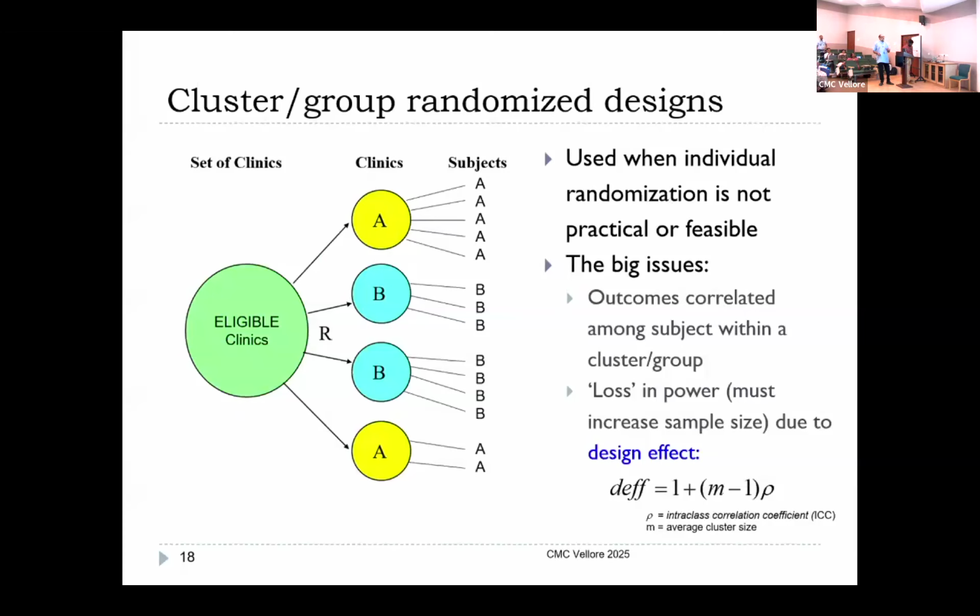So in clustered randomization, what we have is groups of patients or groups of people that are being randomly allocated. Typically we think of clinics, and we would randomize clinics to A or B. Everybody that goes to a particular clinic gets A or gets B. We don't randomize within clinic. So we're not randomizing at the people level, we're randomizing at the clinic level.